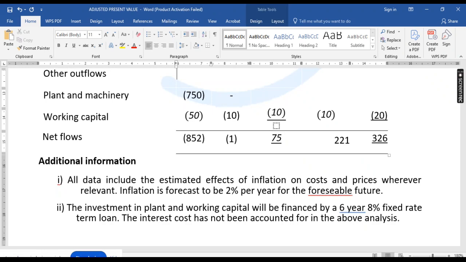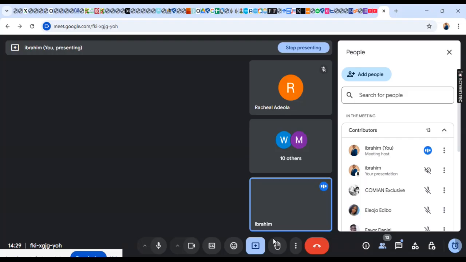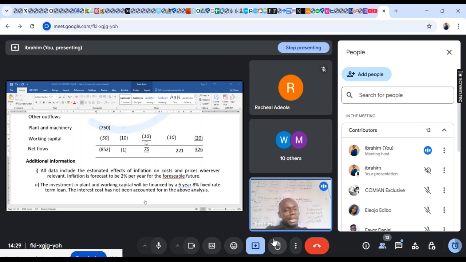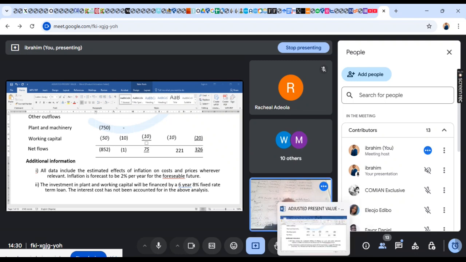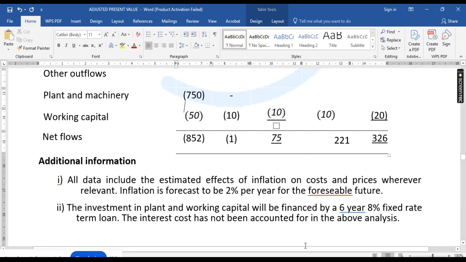Okay. Right? And this is to tell you that this project may be like 99% financed entirely by debt. Because if your plant and machinery and your working capital will be financed by 8%, 6 years, 8%, please take note of that. The interest cost has not been accounted for in the above analysis, okay? Okay, go ahead.